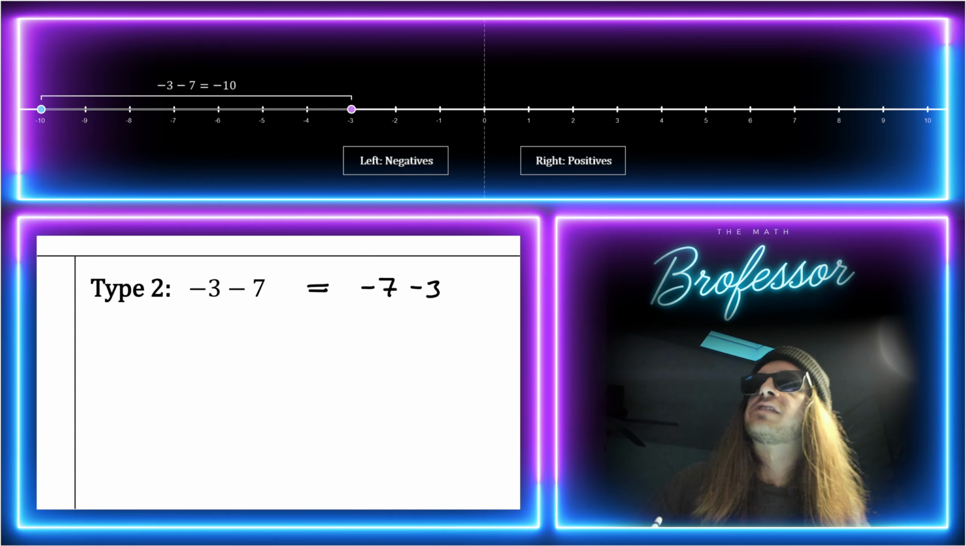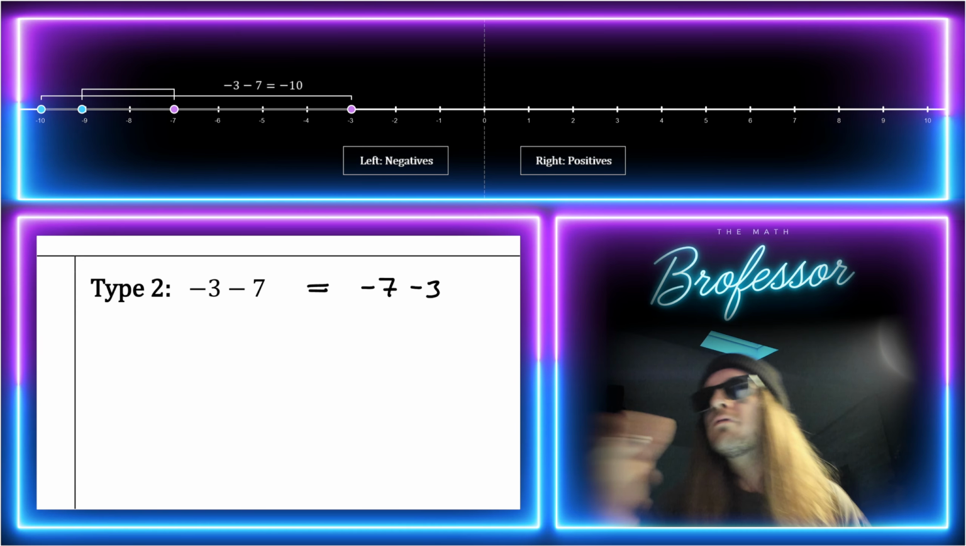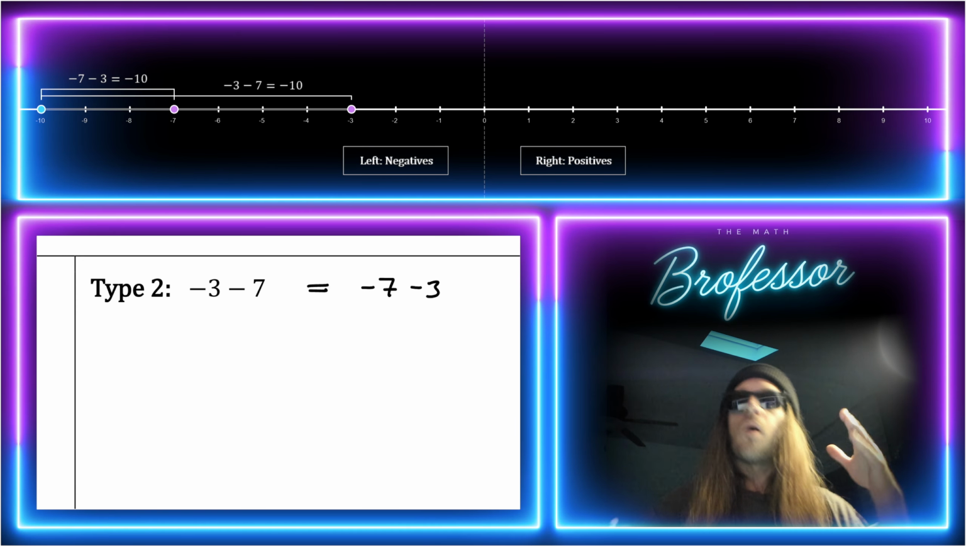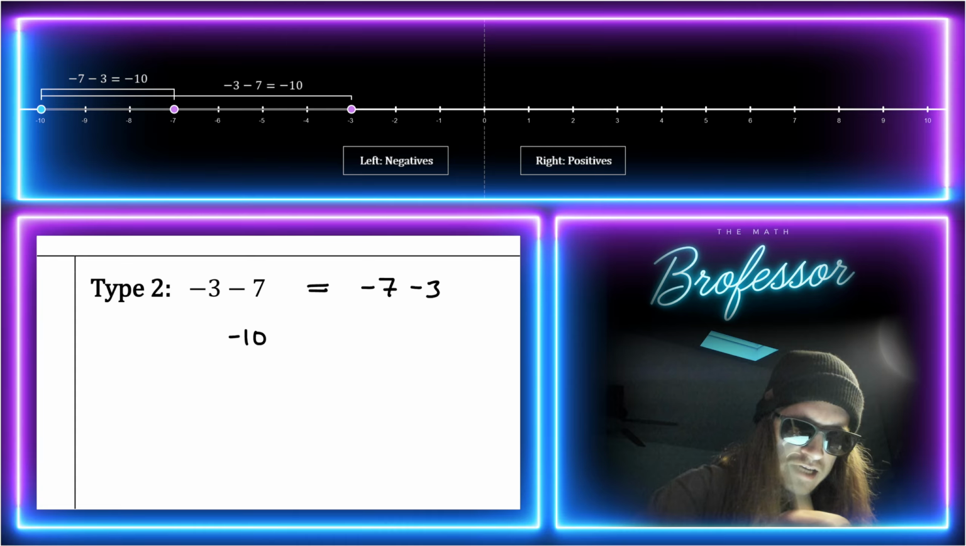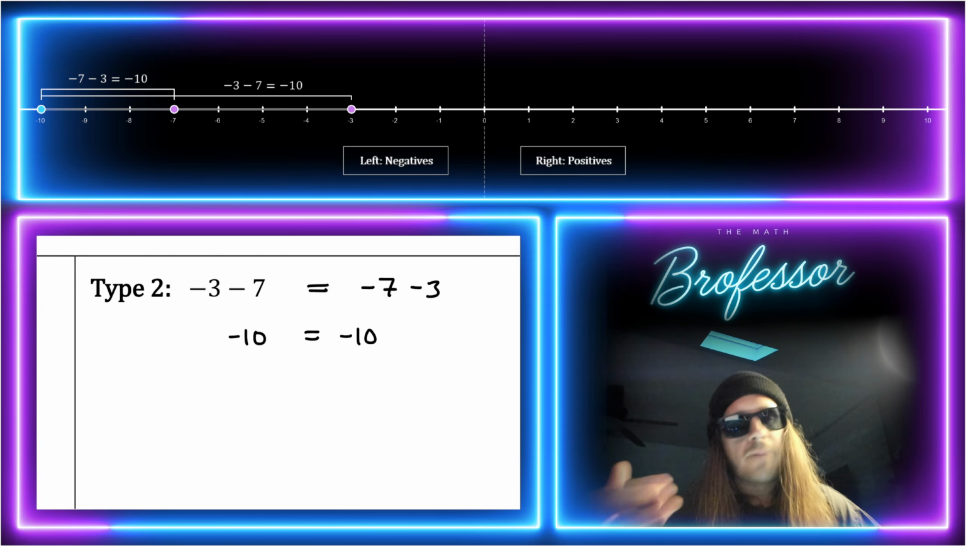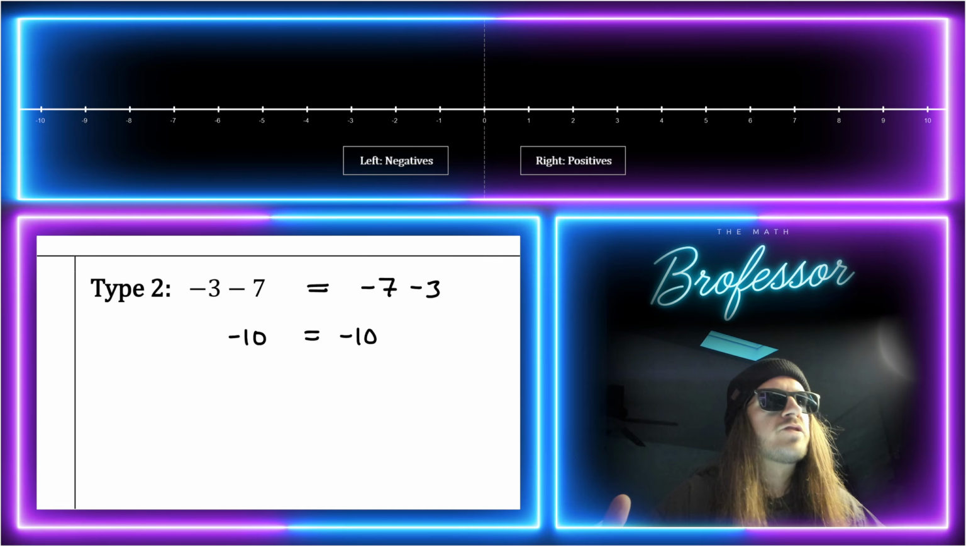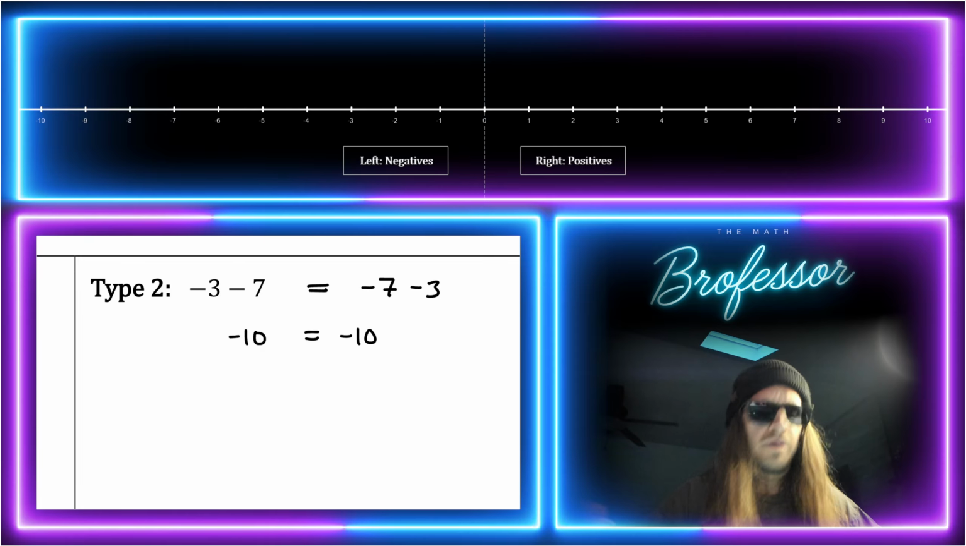It's going to be negative 10. And that's the same thing as if we start at negative 7 and move 3 units to the left. We will also land at negative 10. Both of these are negative 10. It works both ways. So yes, it's properly called the commutative property of addition, but it works here too. You're going to start to see the big picture here. I'm trying to generalize this for you.